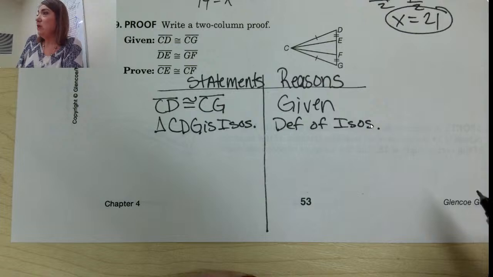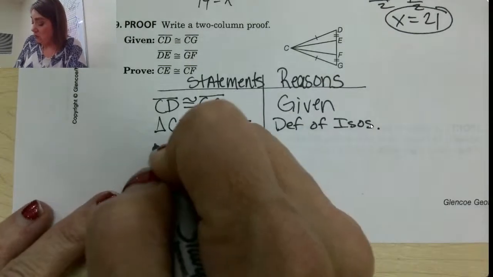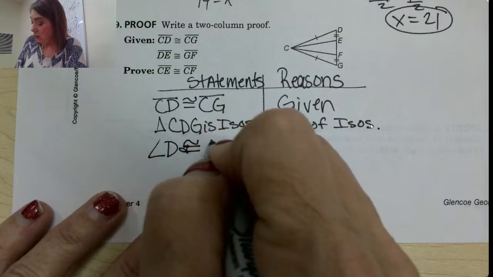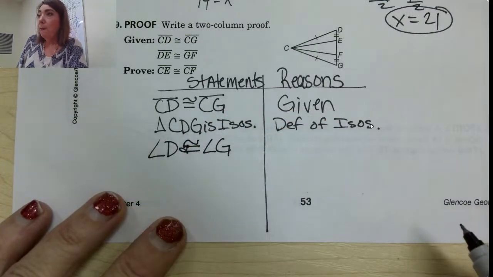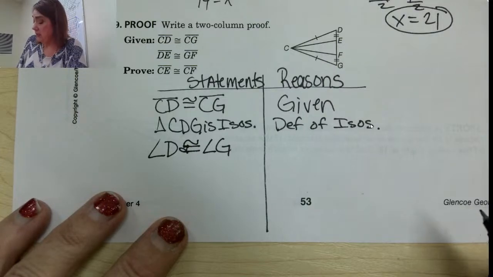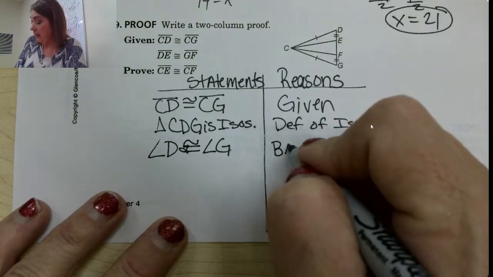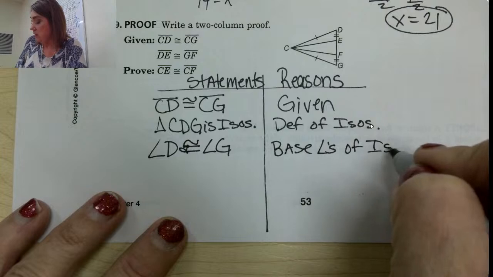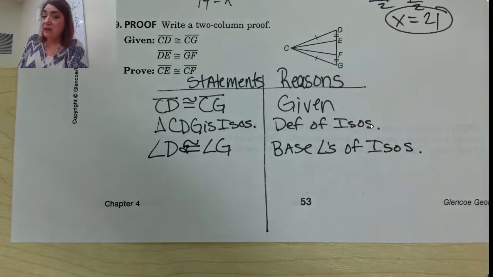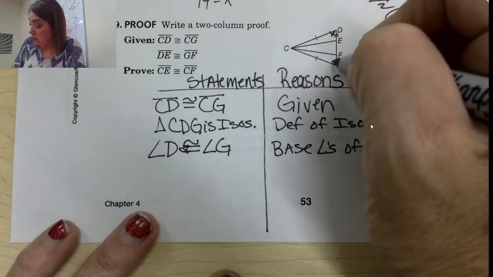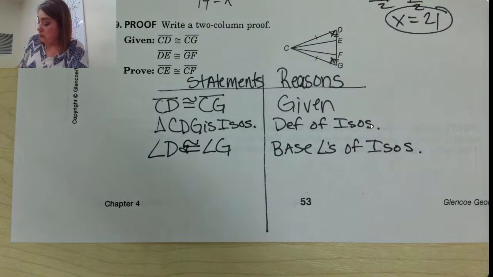Can we just put D and G this time? Can we just say angle D is congruent to angle G? How do we know it? Because it's isosceles. So I would say base angles of isosceles. You could just put isosceles, that's fine. Okay, so we know that this angle is congruent to this angle. That's important information, right?